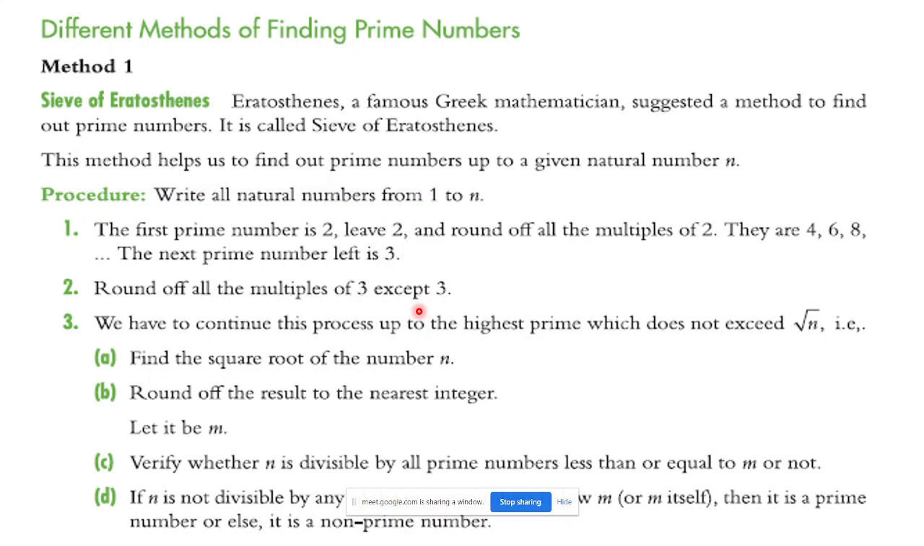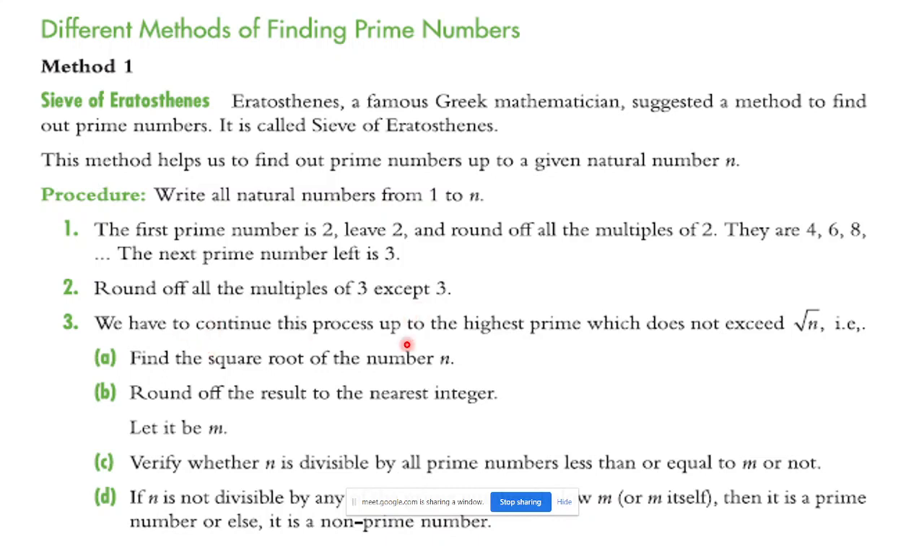How many prime numbers are there from 1 to 100? Do you remember? How many prime numbers are there between 1 and 100? 25 prime numbers are there between 1 and 100. Remember this point. And also, you have to remember that 25 prime numbers. Okay, my children. Now come to the next point.